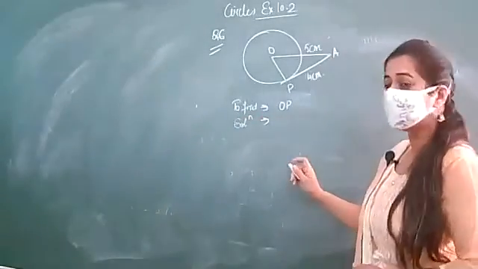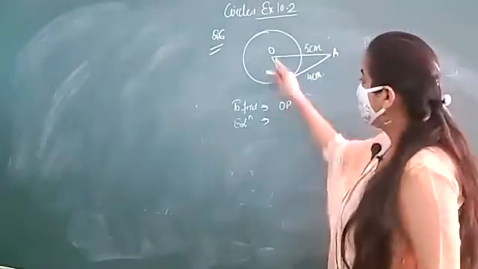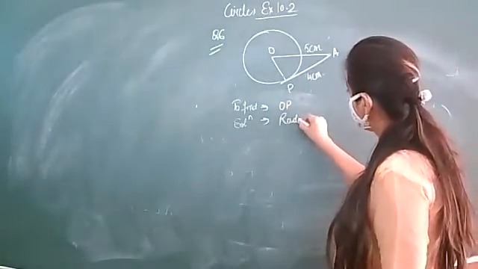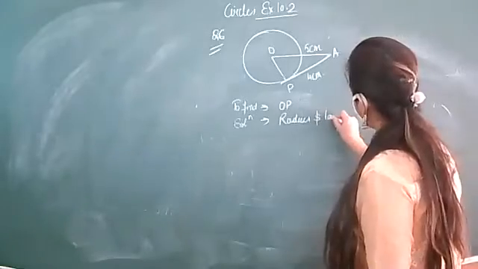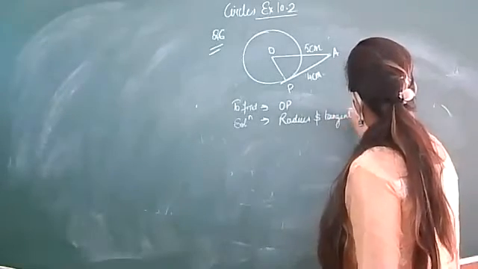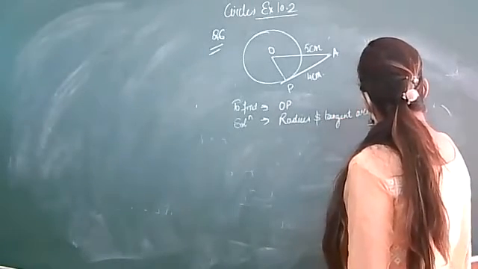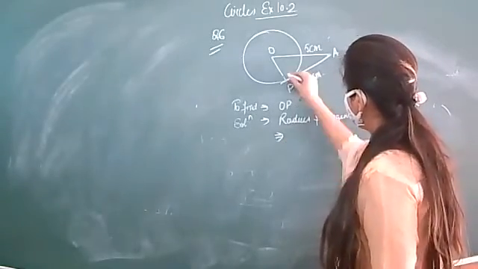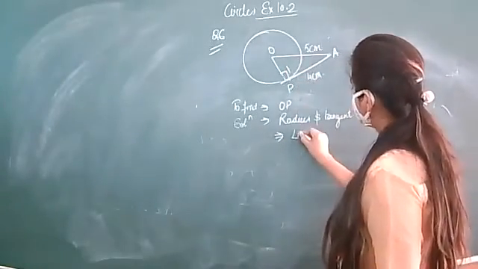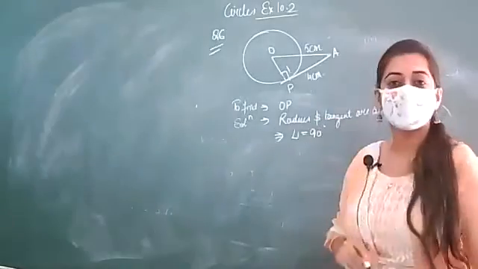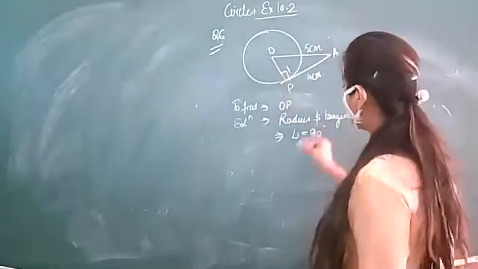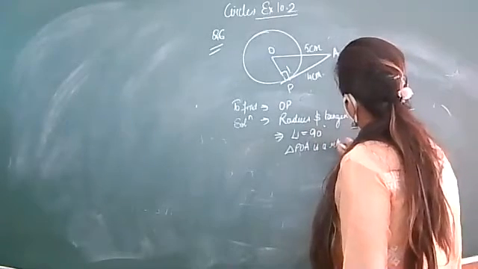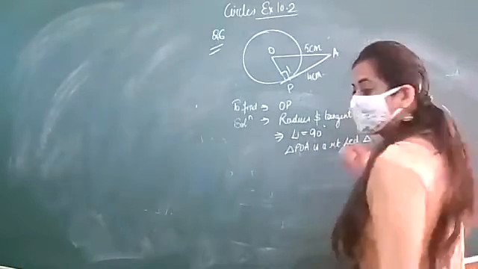So for the solution, you will first use the first theorem. Radius and tangent are always perpendicular. This implies this angle 1 is your 90 degree. So if this angle is your 90 degree, therefore triangle POA is a right angled triangle.